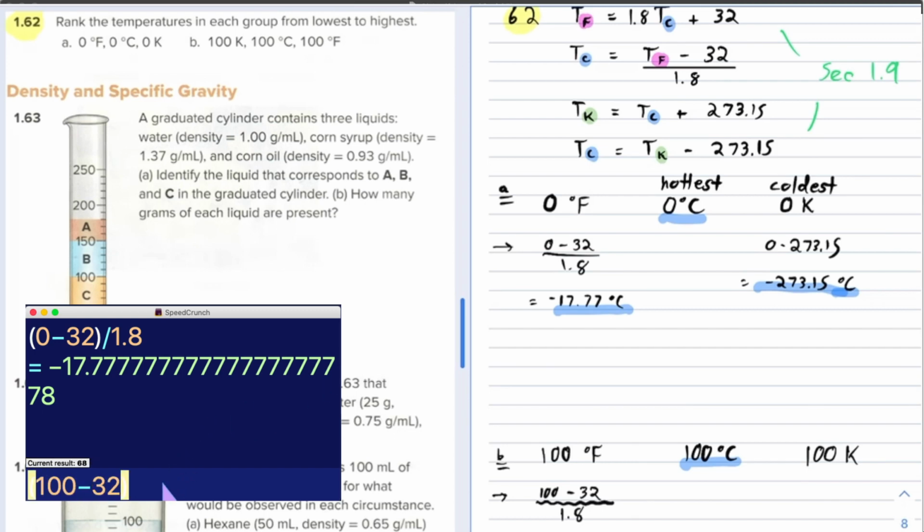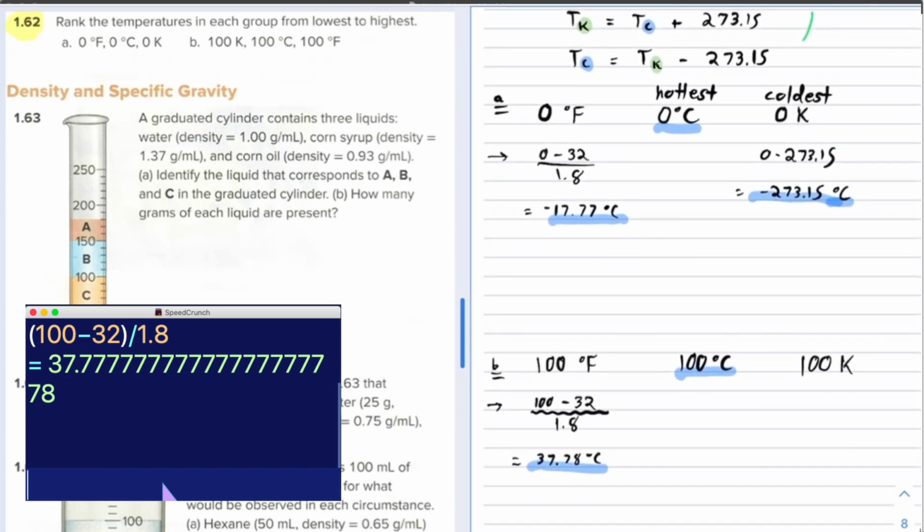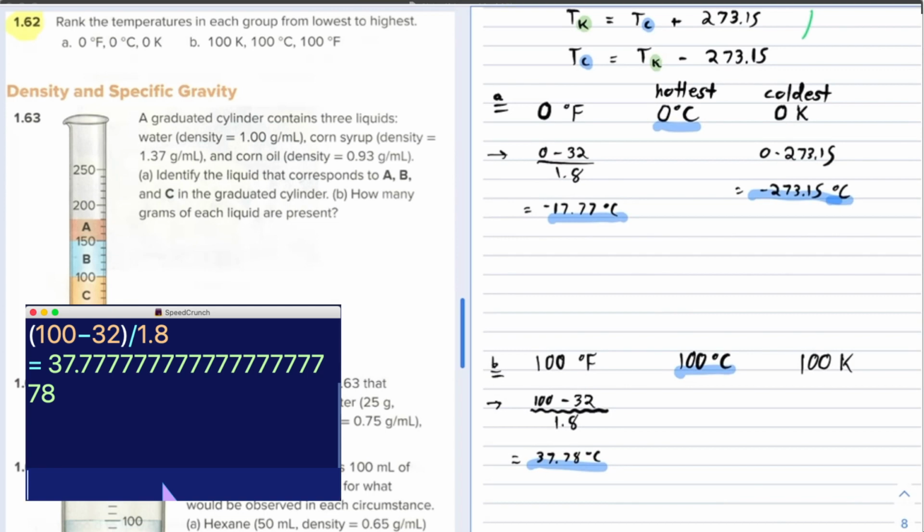So 100 minus 32 over 1.8 is 37.78 Celsius. Now we got that one. And then the Kelvin, make sure you can see that, is going to be 100 minus 273.15, and that's going to be equal to negative 173.15 Celsius. So again, you see the Kelvins are the coldest, and comparing these two, the Celsius is the hottest.